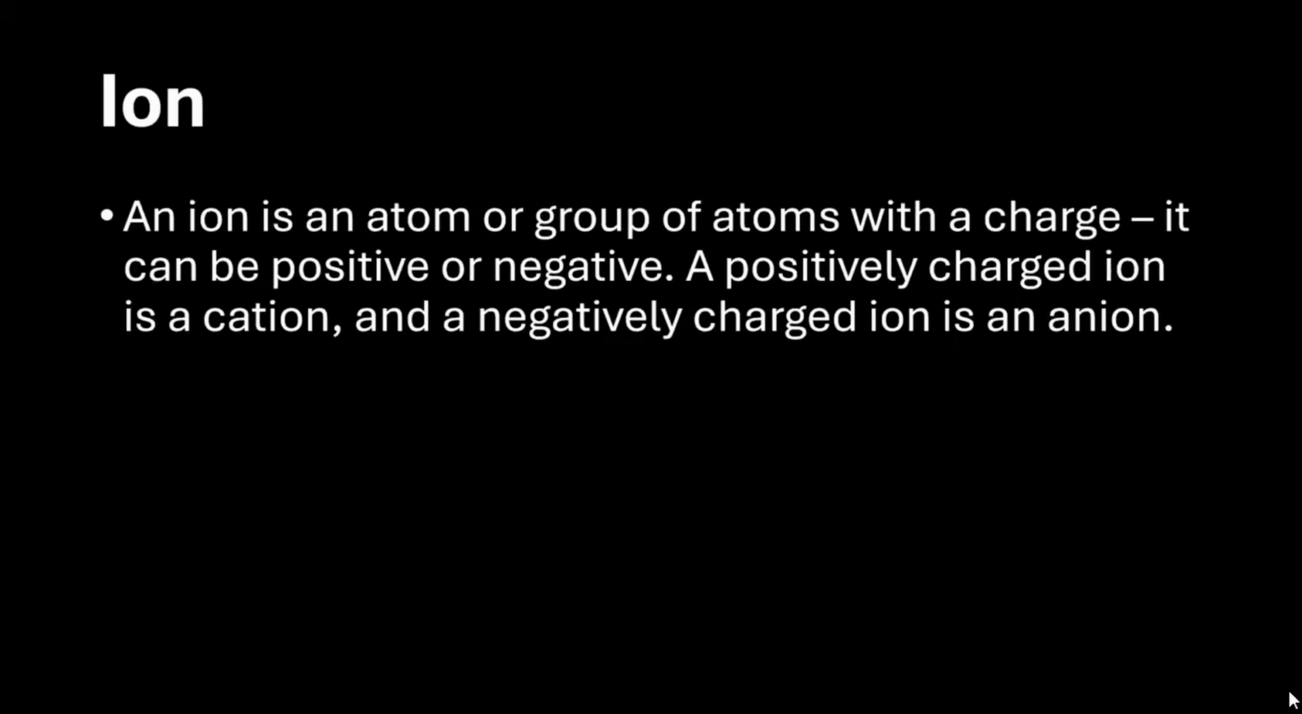Ion. An ion is an atom or a group of atoms with a charge. It can be positive or negative. A positively charged ion is a cation, and a negatively charged ion is an anion.